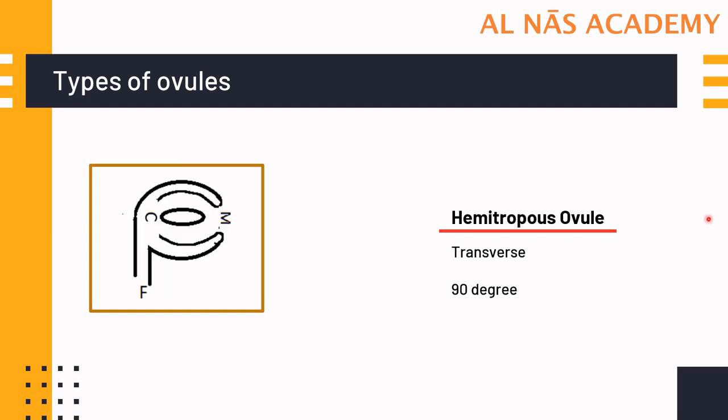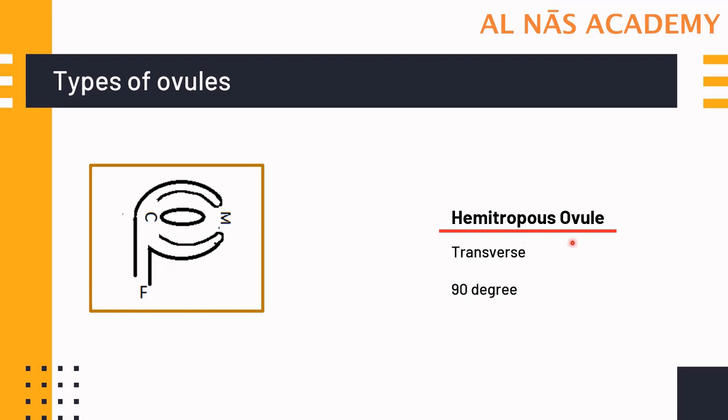Next we are going to see the Hemitropous ovule. It is transverse in nature and makes an angle of 90 degrees, due to which the micropyle and the chalaza lie in the same alignment and the funicle at one place. As a result, they form 90 degrees with the funicle. So this is the micropyle and chalaza, this is the funicle, and they are forming 90 degrees.